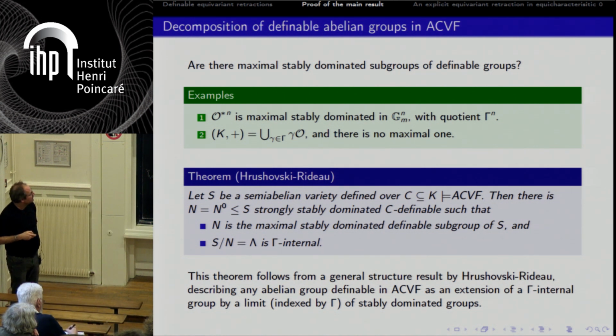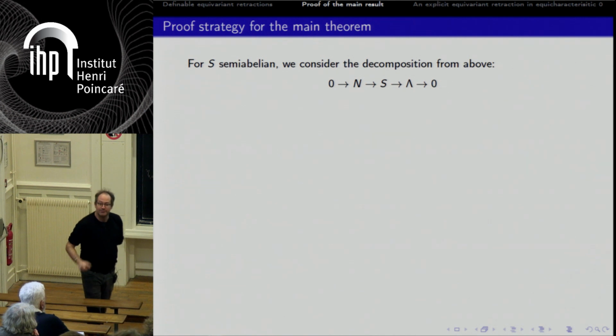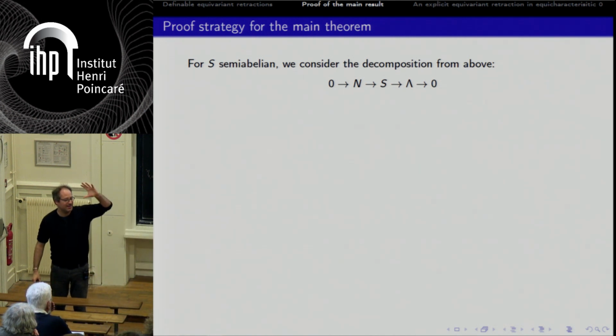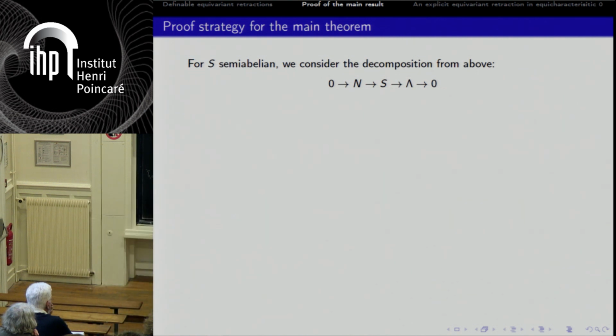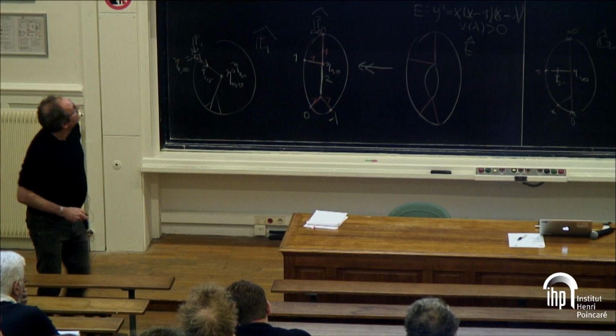But here we will make use of this short exact sequence, so we know there is this n, which is stably dominated. You can think of O star inside the multiplicative group if you want, if you get lost, but in general, in the semiabelian case, this is true.